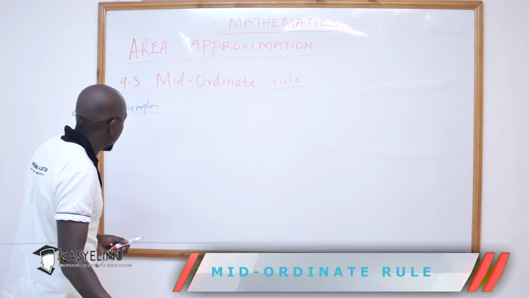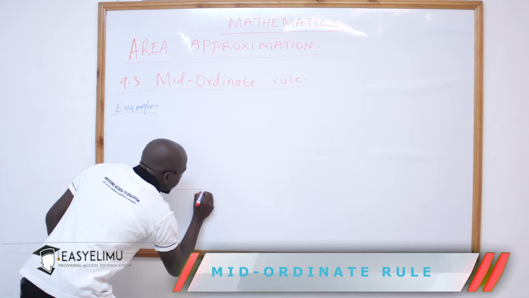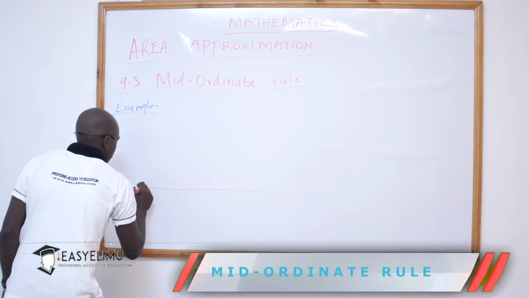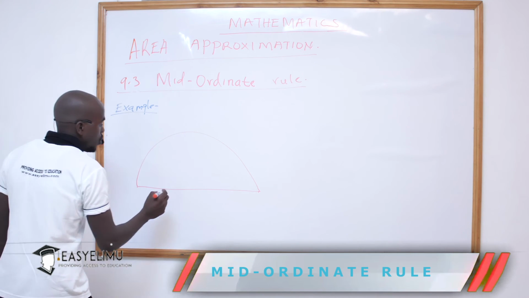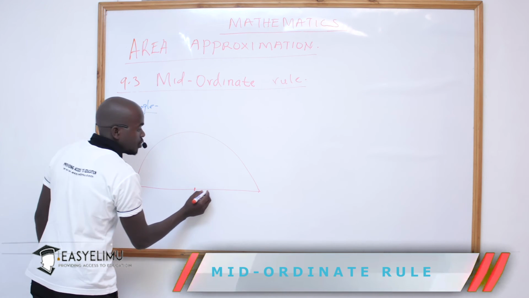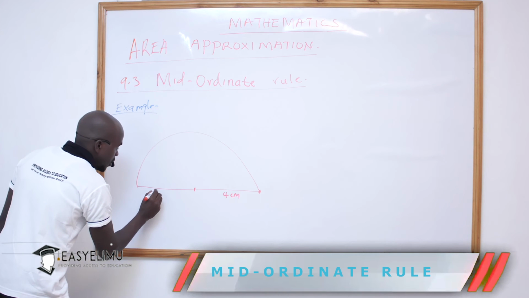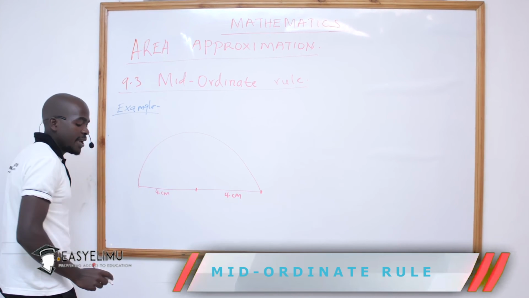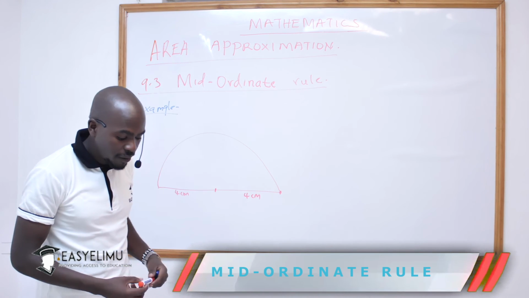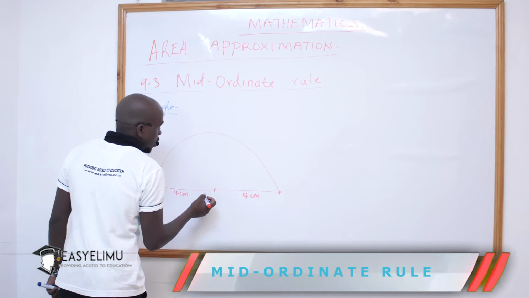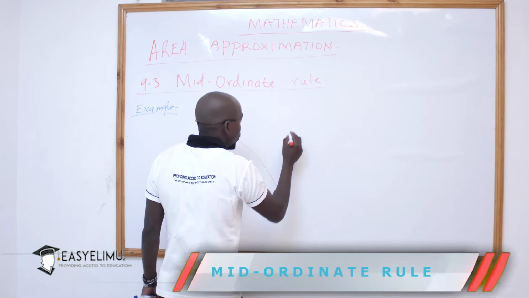So what we do here: if you draw that as our semicircle, you will find the distance from this point to the other point is 4 cm, as we have been given. So the diameter will be 8. Then we have been told each strip should be 2 cm wide.